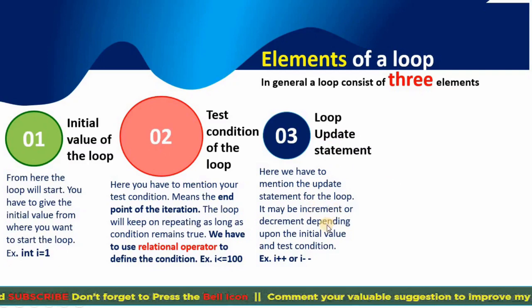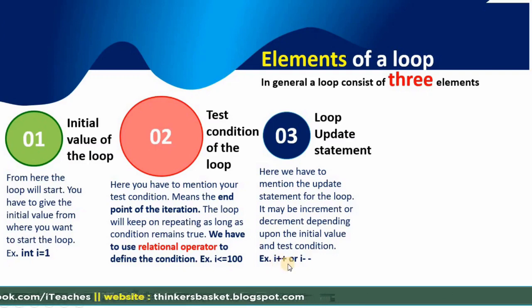So remember, this initial value and test value will decide what should be your update statement, whether it will be increment or decrement. In this example, it is very simple. We are starting from 1 and it will end at 100. So from the lower value we are moving towards the higher value, and that is called increment. We can write it like this: increment operator, I plus plus, the postfix increment operator. Or if our condition is opposite, if I move from the higher value towards the lower value, in that case it will be decrement and we have to write minus minus.